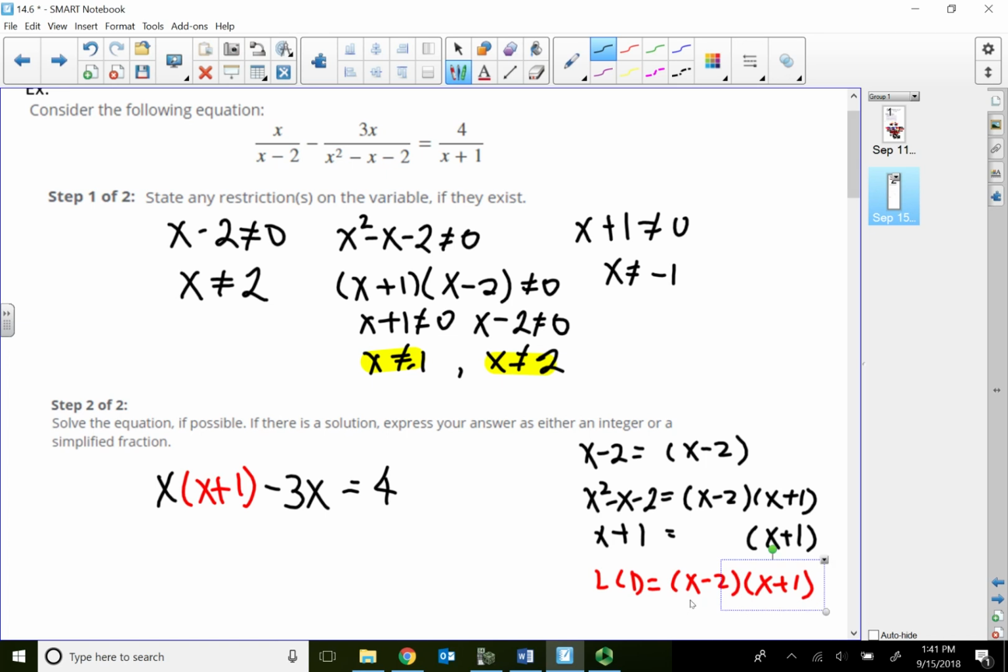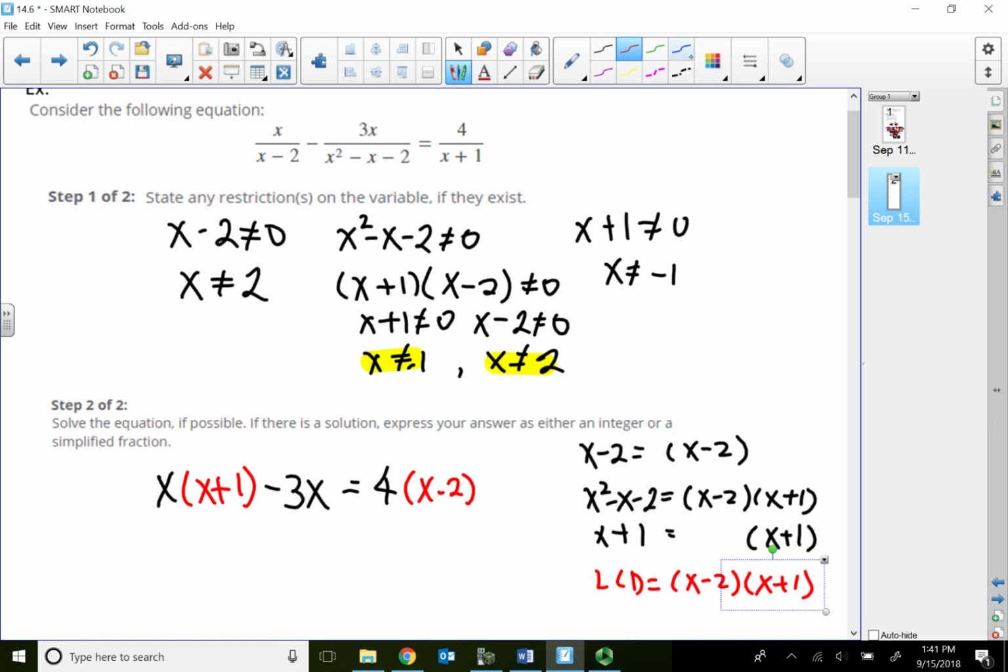All right, try it again. What does the LCD have that my third denominator does not have? It does not have x minus 2. So we take that times the numerator. So what happened to the x plus 1? The x plus 1 should get canceled out, top and bottom.